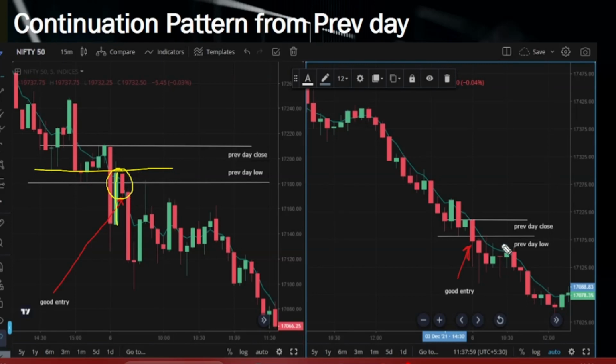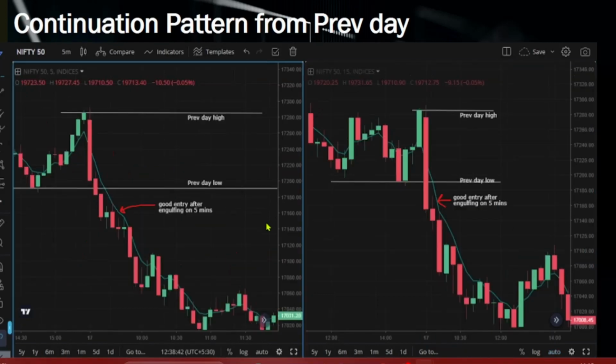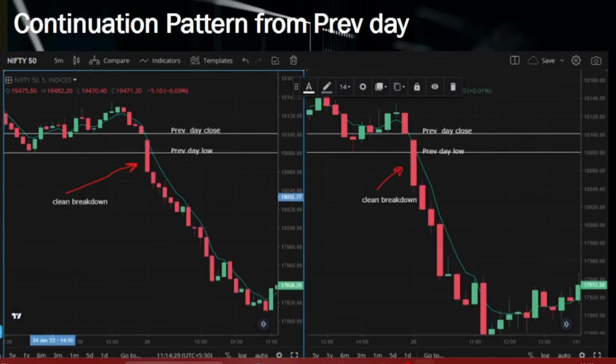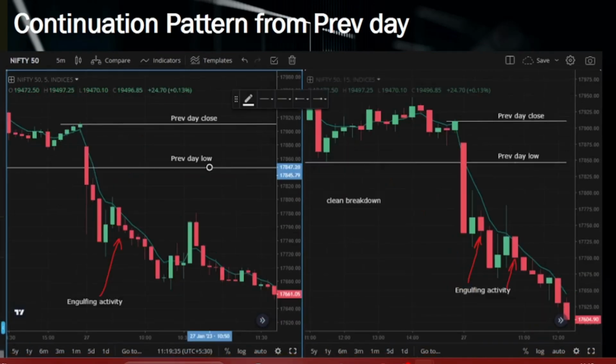If you look at the 15 minutes candle, the candle has closed below the previous day's lows, which means this particular zone, 17,175, is a very good entry point. And that is exactly where we are going to enter, which is here. These are a few examples, same examples of continuation from the previous day. As you can see, clean breakdowns from previous days.